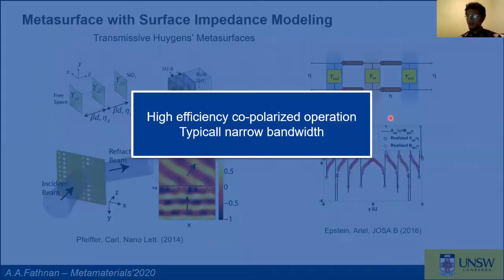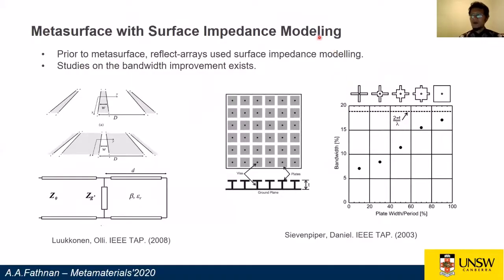However, reported works using this surface impedance approach are mainly for one-frequency operation, resulting in narrowband transmission performance. We know that surface impedance approaches are not exclusive to metasurfaces, where they have been used earlier in wavefront manipulation using reflectarrays and high impedance surfaces. For example, this work by Luukkonen in 2008 focused on two types of the most commonly used structures in reflectarrays, which are metallic patches and metallic grids.